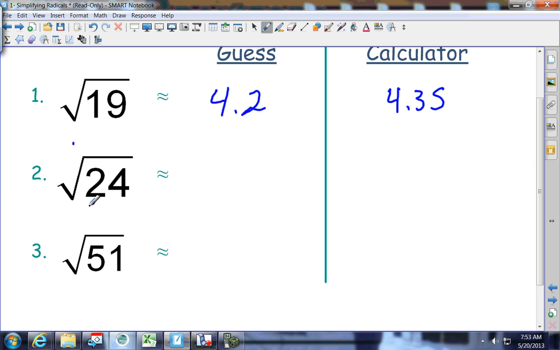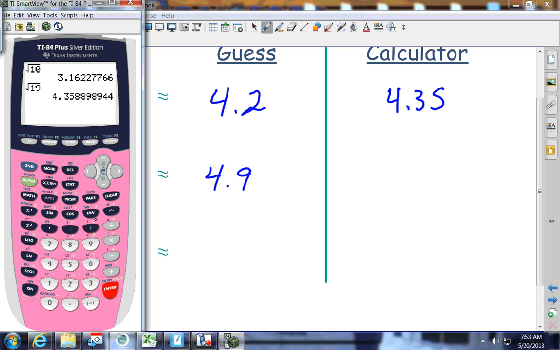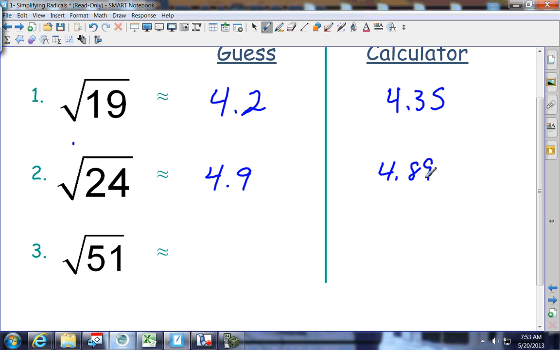All right, talking through 24. Think of your perfect squares. 2 times 2 is 4. There's 4, 9, 16, and 5 times 5 is 25. Okay, this is not quite 25, so it's got to be just a little bit lower than 5. So I'm going to guess 4.9. So when I go here, I'm going to press square root of 24, 4.89. Or rounding up, it's 4.9, whatever, that's fine. You're just trying to get close.